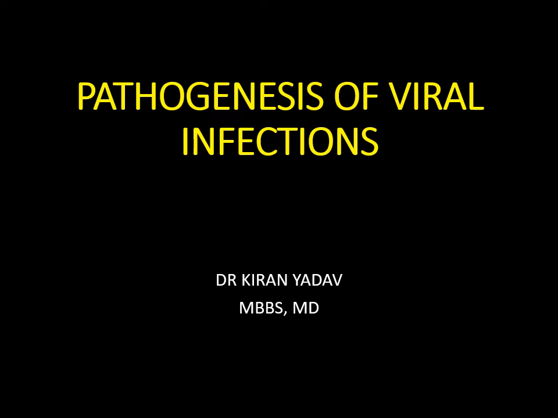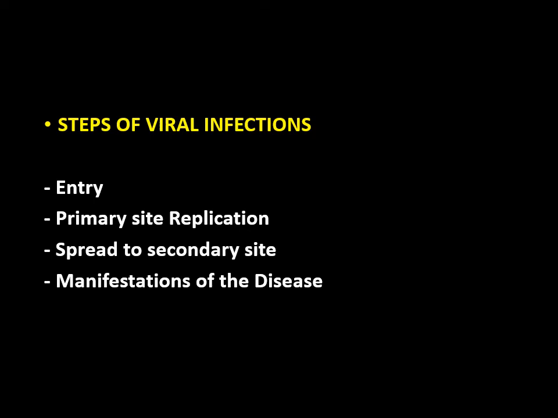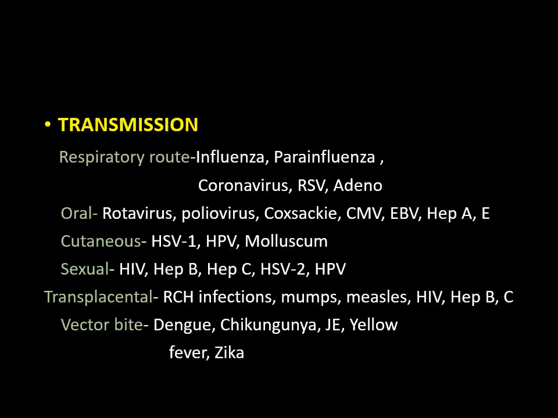Today we are going to learn about the pathogenesis of viral infections. There are various steps when a virus enters our body. First, different viruses enter through different routes in your body. Then they multiply there if the susceptible receptors are present in the body. After the primary site of replication, they spread to the secondary site and finally the symptoms of the disease come.